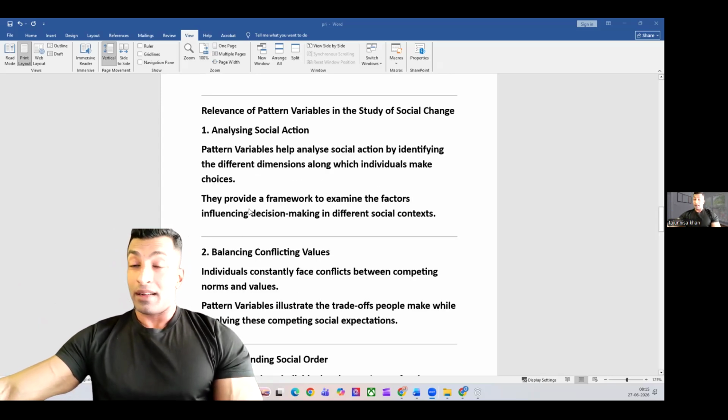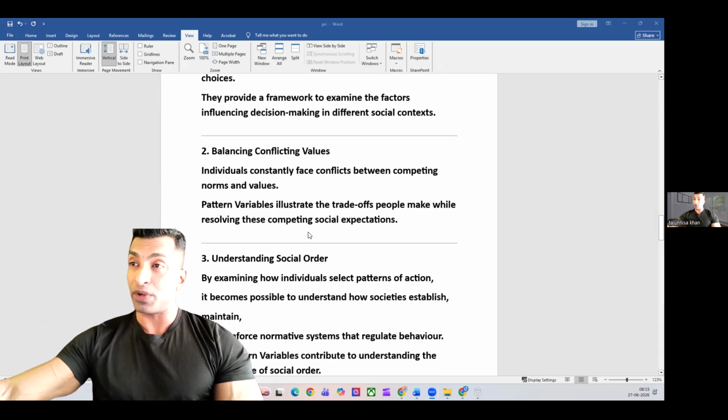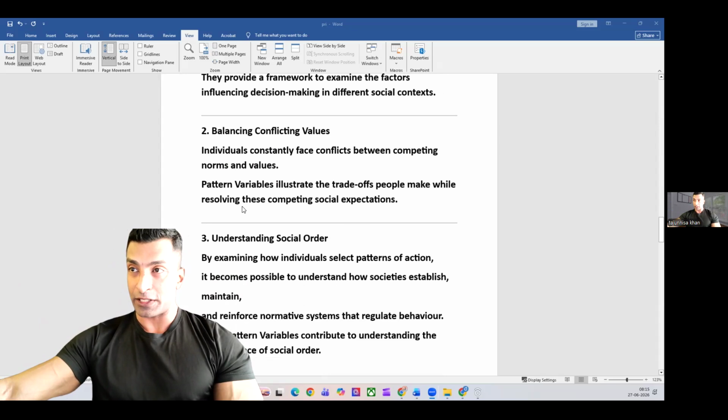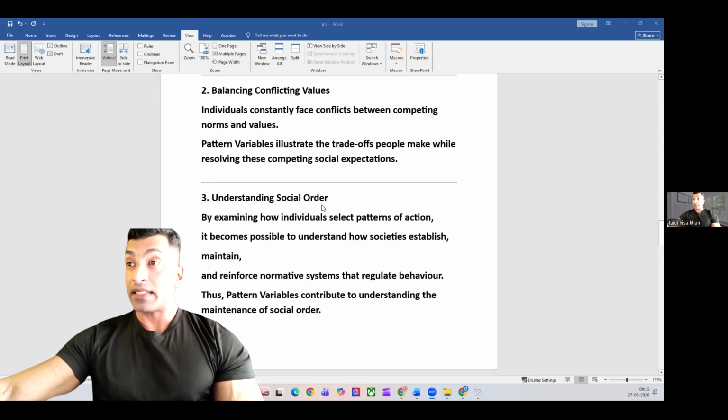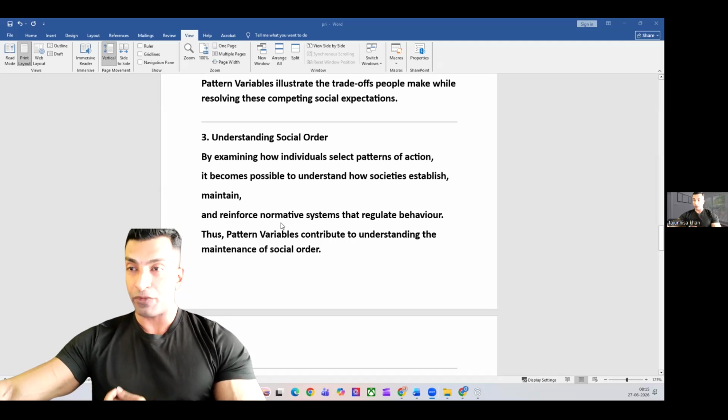Now, balancing conflicting values. Individuals constantly face conflict between competing norms and values. Pattern variables illustrate the trade-off that people make while resolving these competing social expectations. Now, understanding social order. By examining how individuals select patterns of action, it becomes possible to understand how society is established, how society is maintained, and how it reinforces the normative systems and regulates behavior.